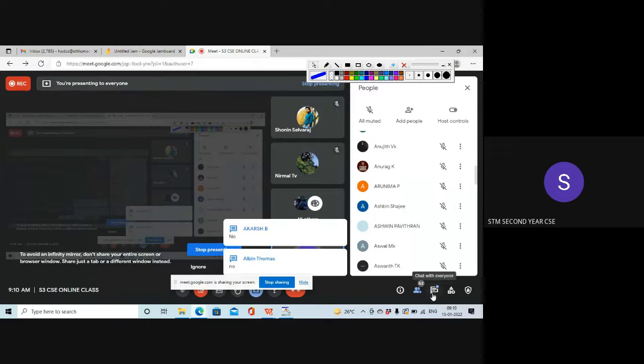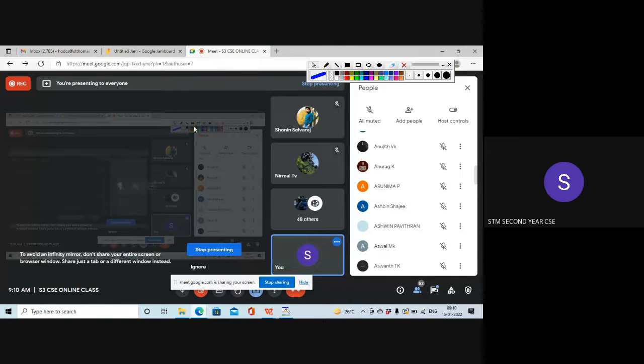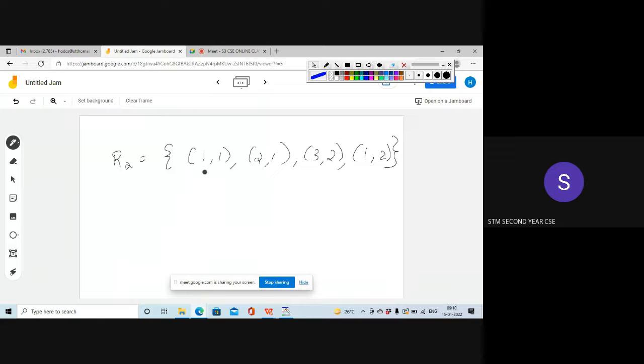No. It is not anti-symmetric. Why? I said if (1,1) is there, it's okay because the elements are equal. If (2,1) is there, then you have to check if (1,2) is there. If (1,2) exists, then it is not anti-symmetric. If (2,1) exists, (1,2) should not exist in the relation. Only then we call it anti-symmetric.